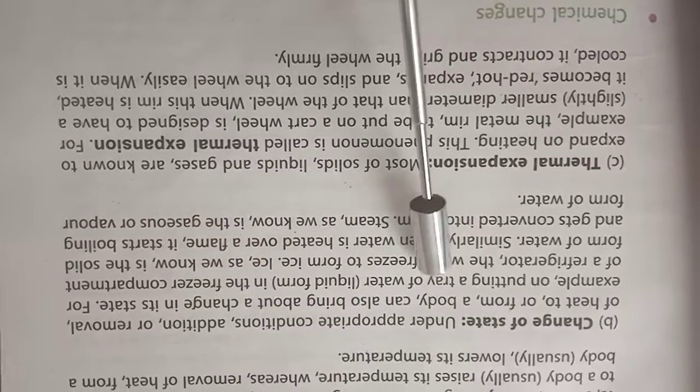Second case, change of state. Under appropriate conditions, addition or removal of heat to or from a body can also bring about a change in its state. It means that under certain conditions, whenever we add heat to or remove heat from any substance, the state of that particular substance may change. For example, on putting a tray of water, that is in liquid form, inside the freezer compartment of a refrigerator, the water freezes to form ice. Ice, as we know, is the solid form of water.